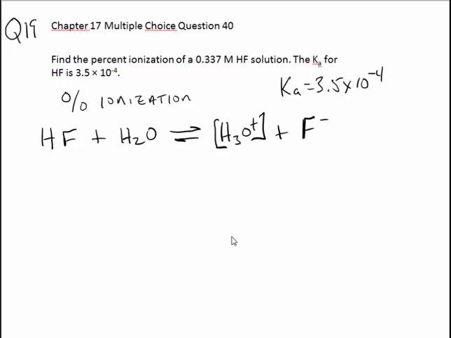Question 19 is basically another equilibrium ionization calculation, where we're going to calculate the concentration of H plus, because what it asks for is the percent ionization. Percent ionization is defined to be the amount of H plus that is formed from a weak acid divided by our starting concentration of HF, of course, then times 100%. So all we have to do is calculate the H3O plus concentration, plug it in, and divide by the original HF concentration.